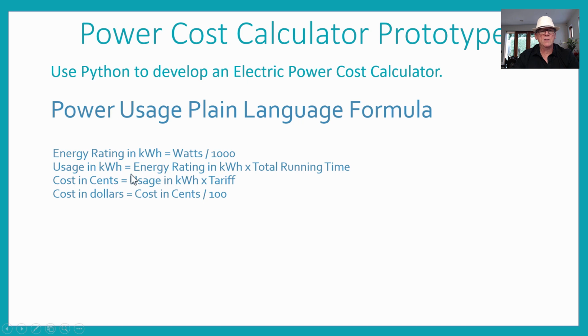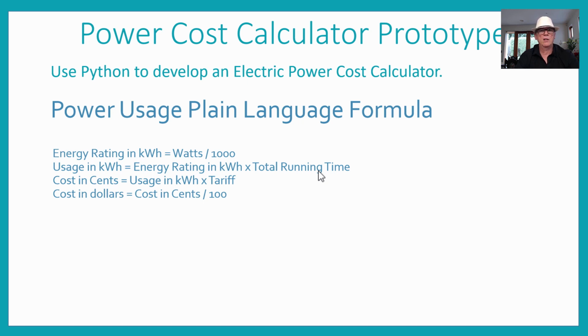Then we work out the power usage in kilowatts by taking that energy rating we just worked out and timesing it by the total running time, how long they've been running it for, in hours, okay? Because it's a kilowatt hour unit, we need to have the running time in hours. So if they're only doing 30 minutes, that would be 0.5 hours. And if they're doing 15 minutes, that would be 0.25 hours.